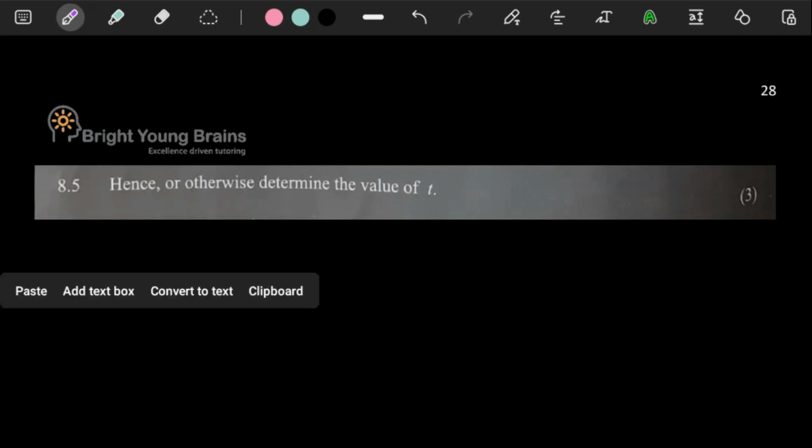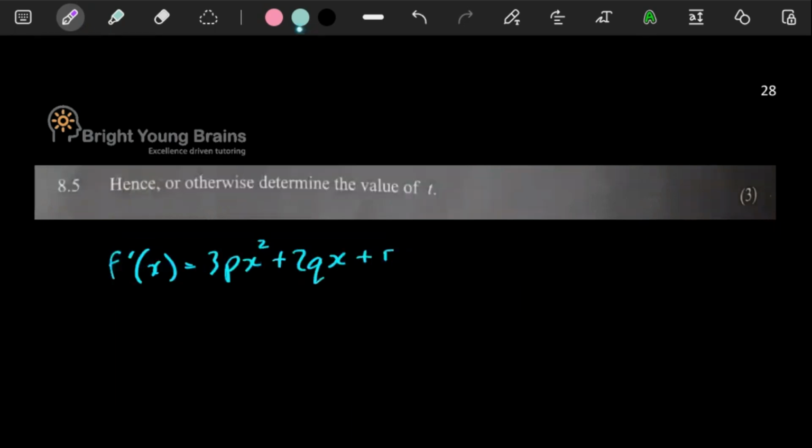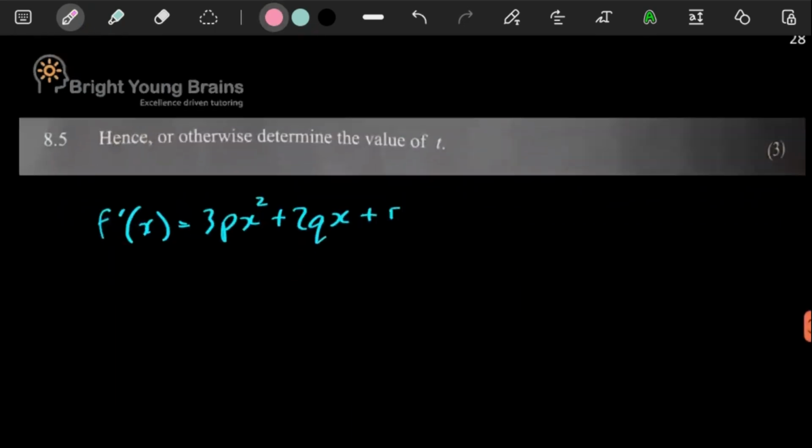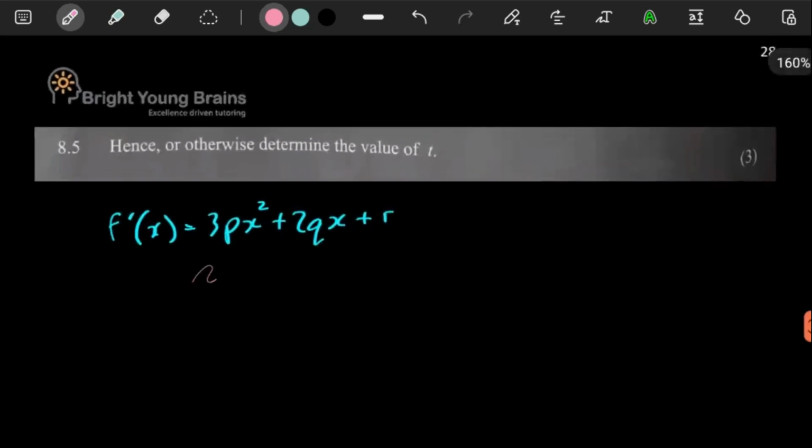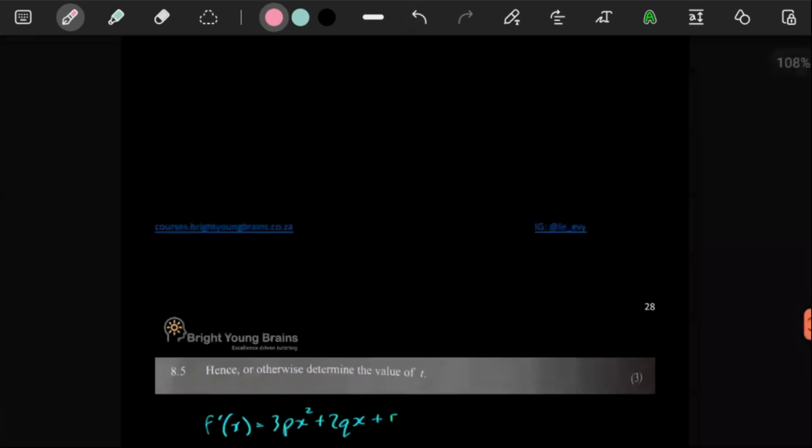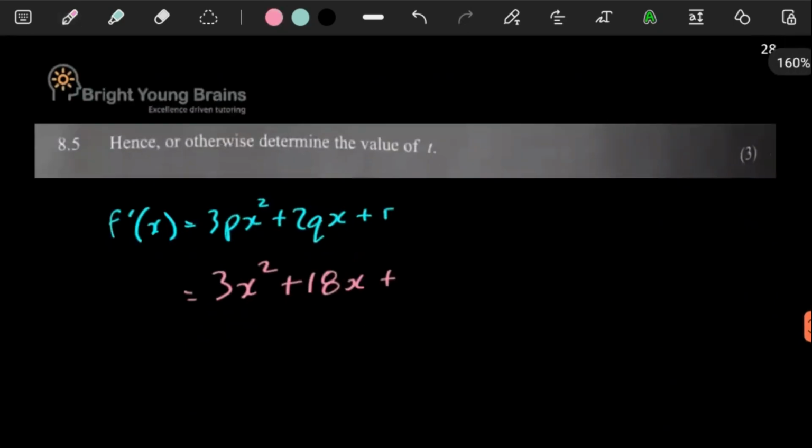So I need to paste this, right? I'm not putting the full equation here. So it is 3. What is p? p was 1. q was 9, so this is like 18. And then this is x plus, what is r? r is negative 9. That's what r is. And then this is like this.